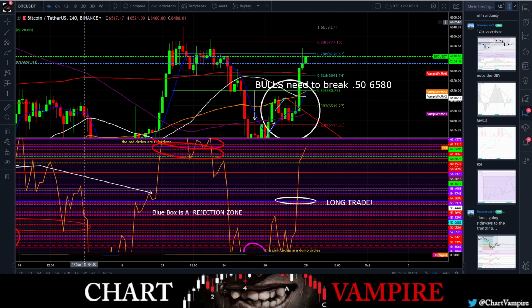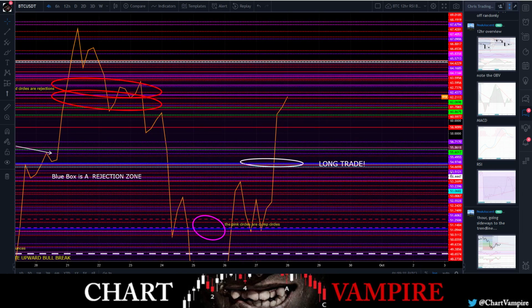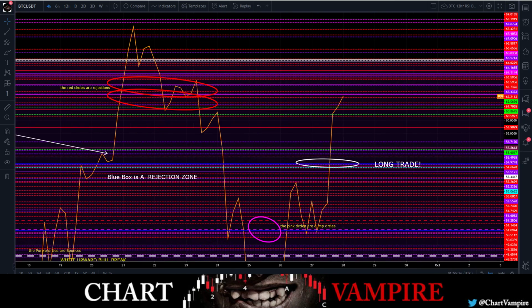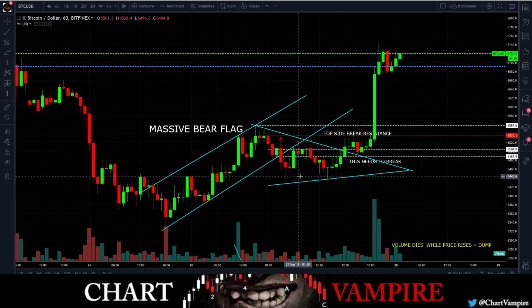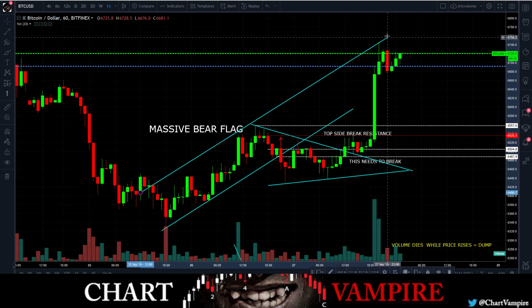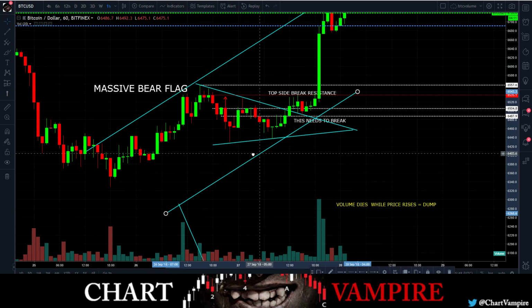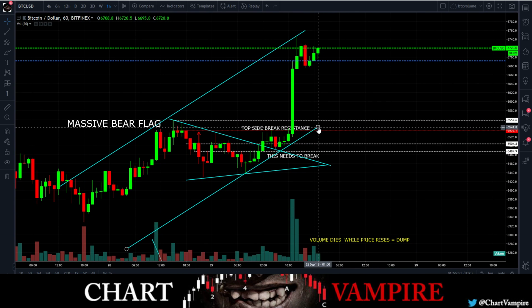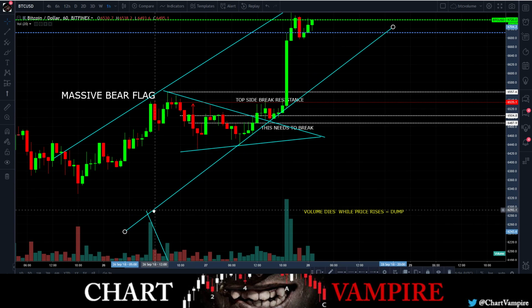Okay, so I don't really need that. I need this chart right here. This is the chart I want. All right, move along. Okay, massive bear flag. Unbelievable fail. All right. Can I put massiver? Is massiver a word? All right, massiver bear flag. Is that massive one didn't work?